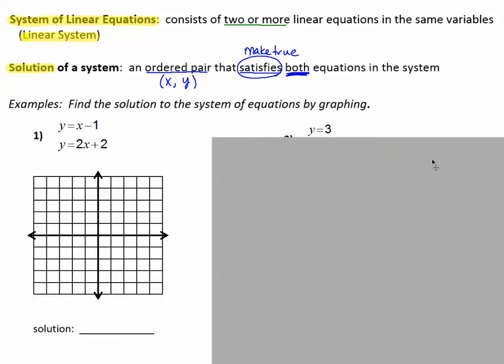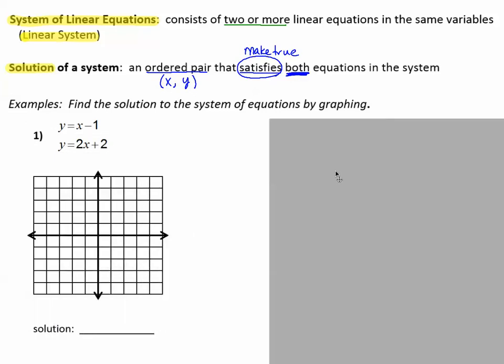Let's look at one example. Find the solution to the system of equations by graphing. Here is one method we can use. Altogether, we'll be talking about three methods to solve systems of equations. Graphing will be the first method. So we'll graph both of these linear equations. Let's begin by graphing this first linear equation.